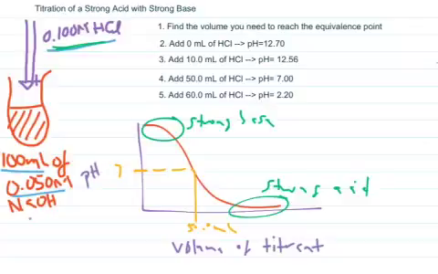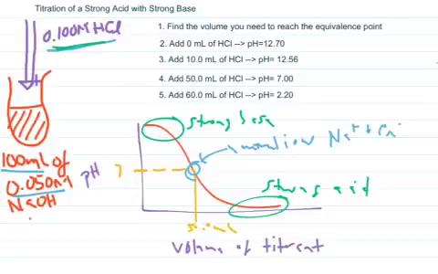Now one thing I forgot to mention was when we are at a pH of 7, with a strong acid and strong base at equilibrium, we know that we have neutral ions. So in this case, it would just be the sodium ion and the chlorine ion. And this is, again, for strong acids and strong bases at equilibrium.